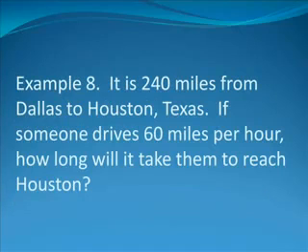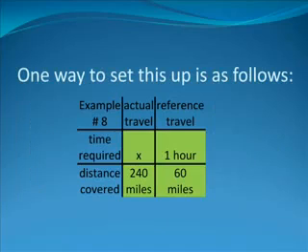Let's look at 2 examples of this type of problem. Example 8. It is 240 miles from Dallas to Houston, Texas. If someone drives 60 miles per hour, how long will it take them to reach Houston? One way to set up the problem is as follows. On your screen, you note the items compared and the characteristics compared. Actual travel versus reference travel are the column titles. Time required versus distance covered are the row titles.